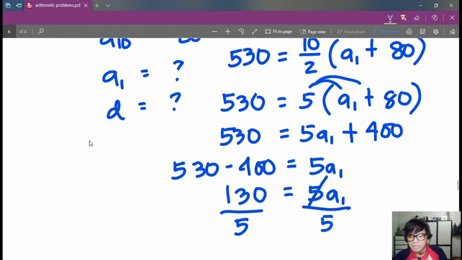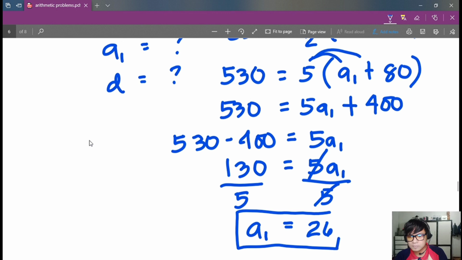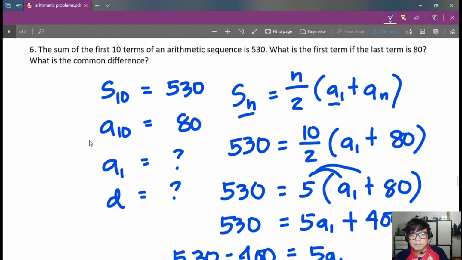5, para maka-cancel natin ito. So, ang A sub 1 natin, or yung first term natin, is equal to 130 divided by 5. So, that's 26. So, our first term is 26. Okay, 26. Then, we're looking also for the common difference.